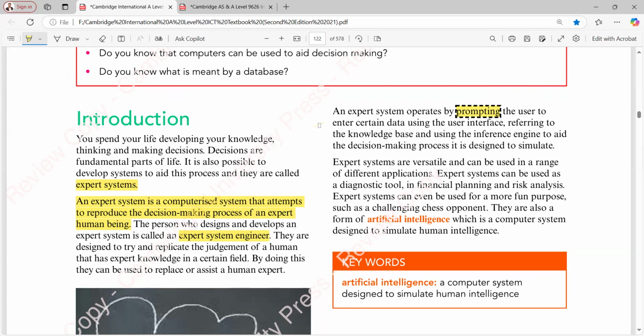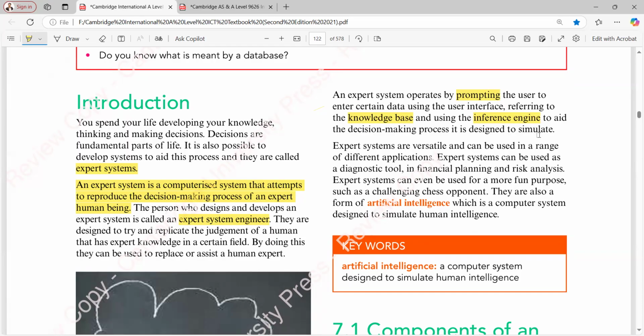And when you give the prompt to the expert system, the expert system is going to refer back to your knowledge base. Knowledge base is where it has all the knowledge related to it. The expert system then is going to use the inference engine to help you in terms of your decision making. So expert systems are very versatile, and they can be used in a range of applications.